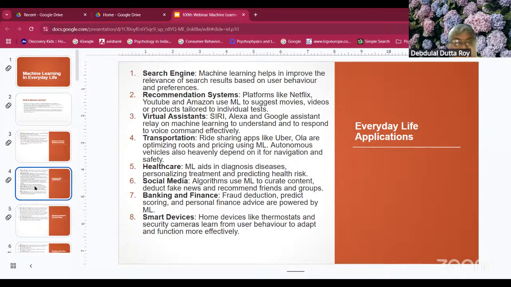Banking and finance, specifically fraud detection, credit scoring, and personal finance advice, are powered by machine learning. Smart devices, home devices like thermostats and security cameras, learn from user behavior to adapt and function more effectively.